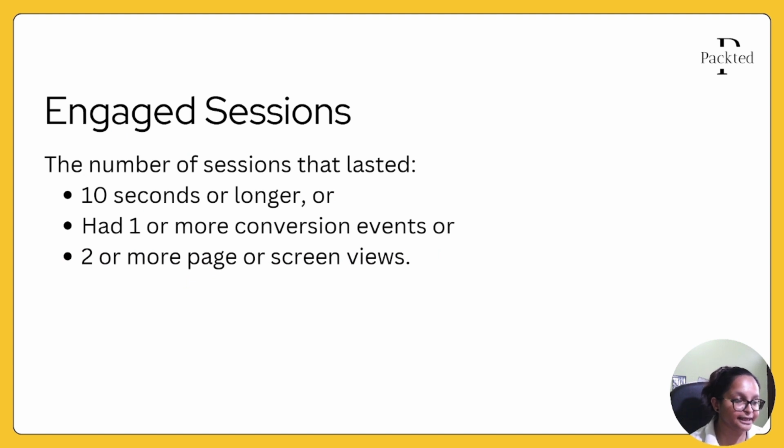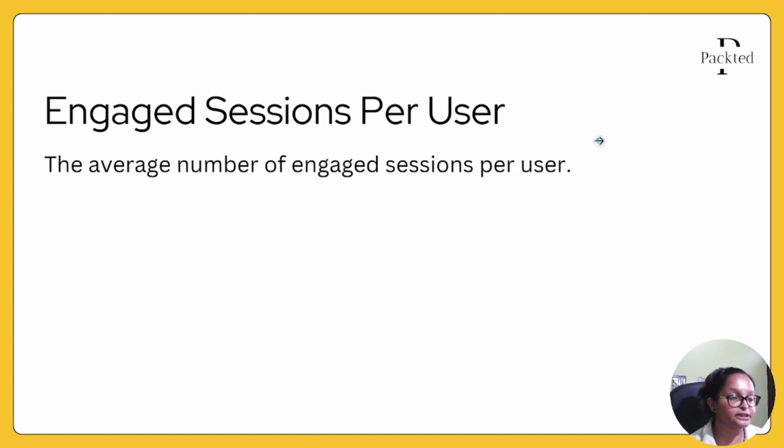The next is engaged session. This one is a little important. It is the number of sessions that lasted 10 seconds or longer, or had one or more conversion events, or had two or more page or screen views. There are three parameters. If any of these are fulfilled, then you can say that this is an engaged session. The next one is engaged sessions per user. It tells the average number of engaged sessions that are happening per user.